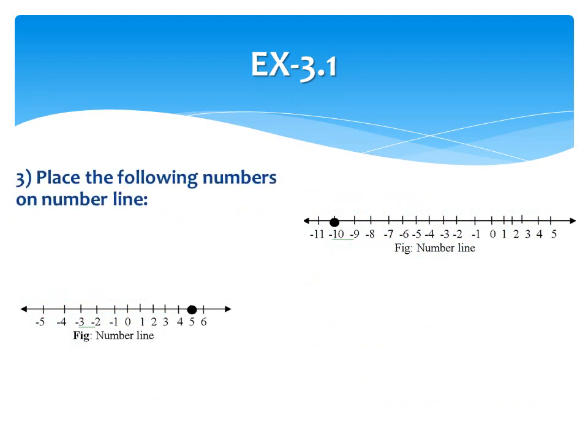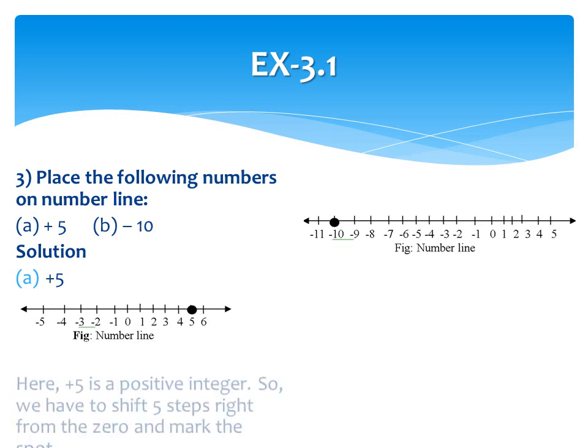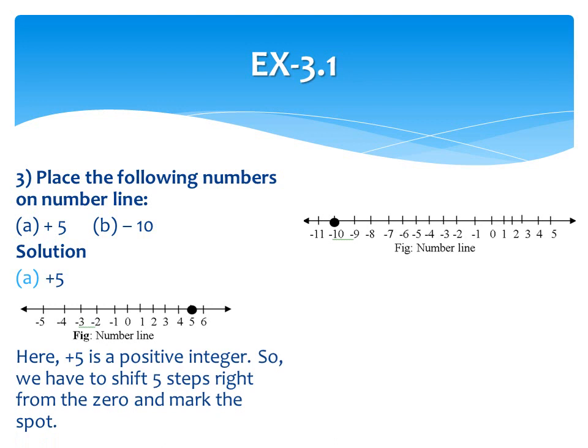Place the following numbers on a number line, plus 5 and minus 10. At first we will solve number A, plus 5. If we draw a number line, a straight line at first we draw, and the 0 we will take in the middle position. The right side would be positive side and the left side would be negative side. You can see we need plus 5, that's why we will go from 0 to the right side, 1, 2, 3, 4, 5, and we will mark at 5. Next, here plus 5 is a positive integer, so we have to shift 5 steps right from the 0 and mark the spot.